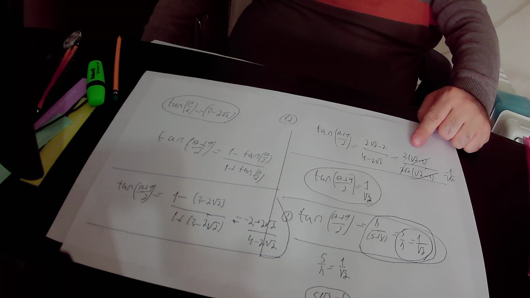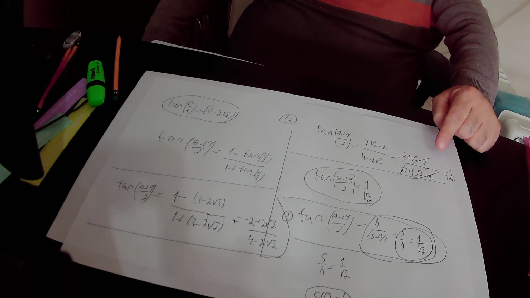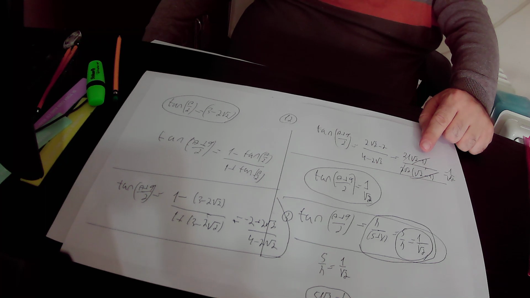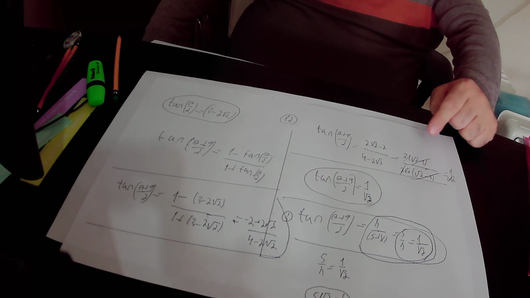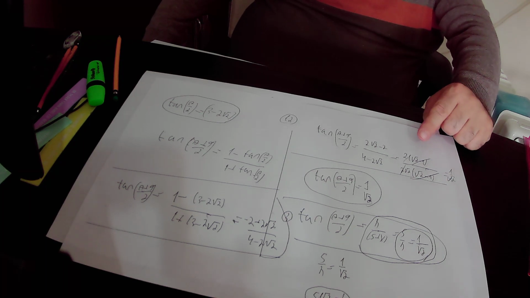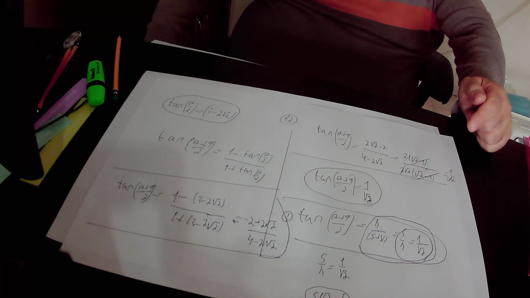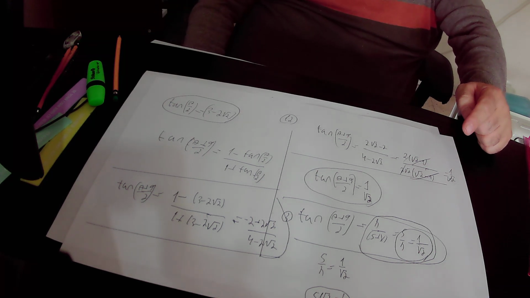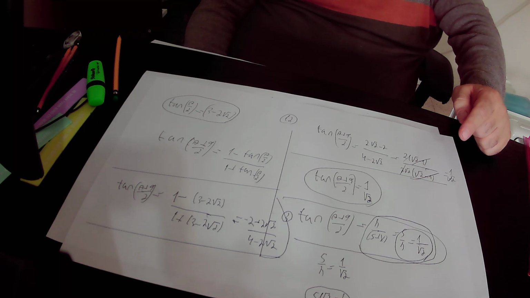Here we took from the numerator 2 as a common factor, and we got that 2 times square root of 2 minus 2 equals 2 times (square root of 2 minus 1). And from the denominator we took a common factor of 2 times square root of 2, and inside the brackets we'll have square root of 2 minus 1. Square root of 2 minus 1 over square root of 2 minus 1 is 1, so it will get cancelled, and 2 over 2 is 1. It will also get cancelled, and in conclusion we found out that tangent of (theta plus alpha) over 2 equals 1 over square root of 2.